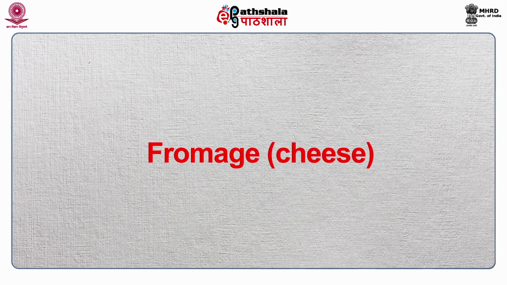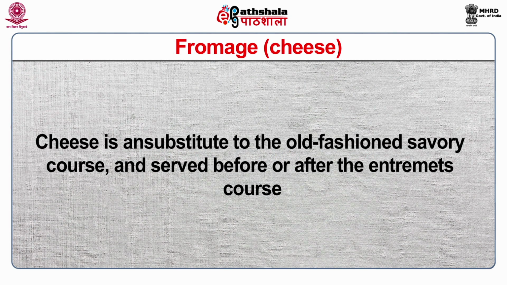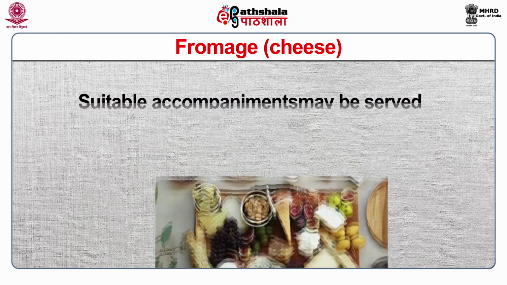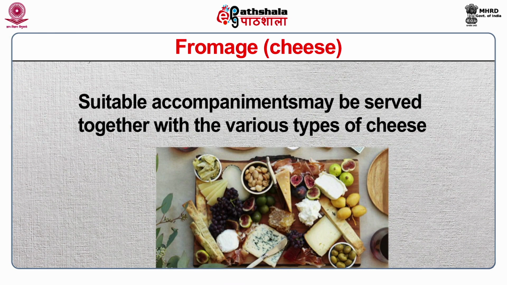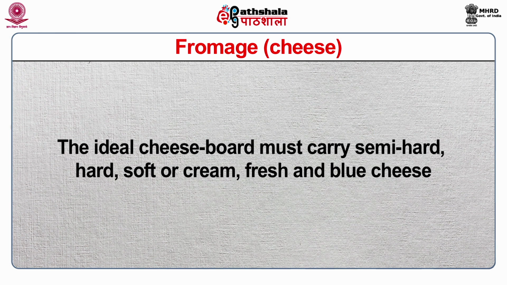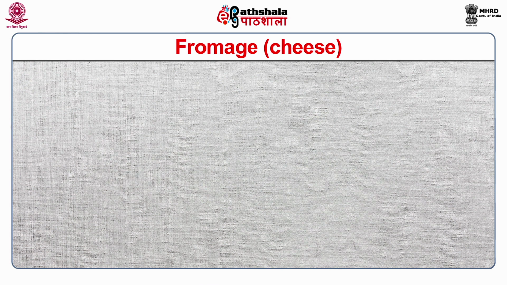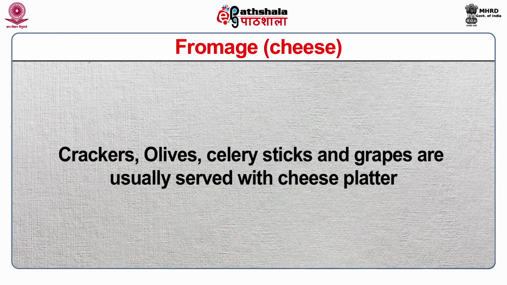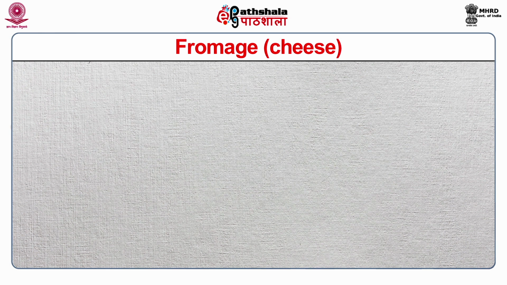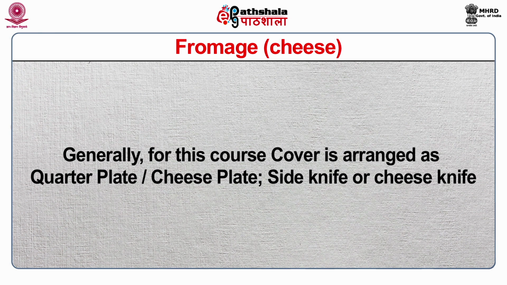The next course is fromage, which is known as cheese course. Cheese is a substitute to the old-fashioned savoury course and served before or after the entremet course. Suitable accompaniments may be served together with the various types of cheese. The ideal cheese board must carry semi-hard, hard, soft or cream, fresh and blue cheese. Crackers, olives, celery sticks and grapes are usually served with cheese platters. Generally for this course, cover is arranged as quarter plate, oblique cheese plate, side knife or cheese knife.